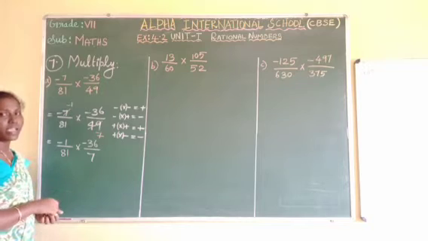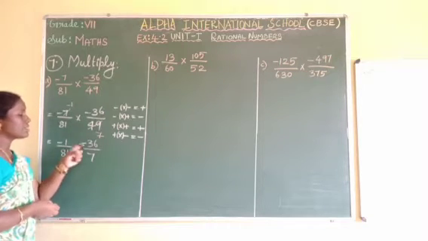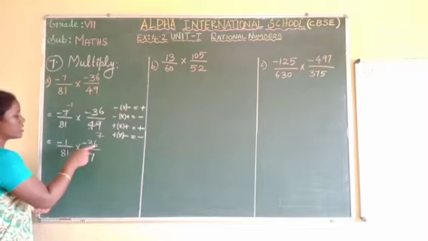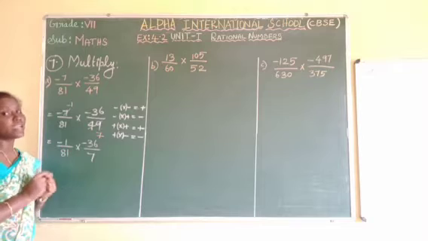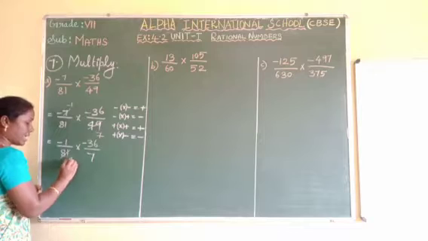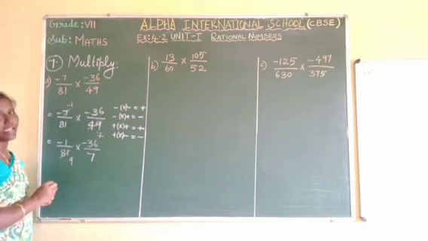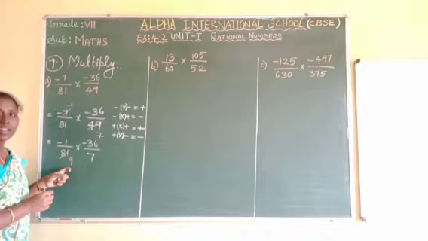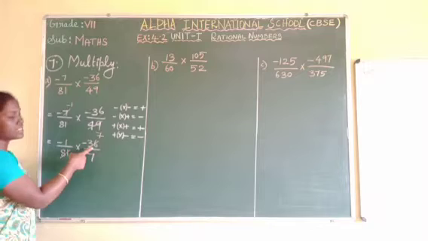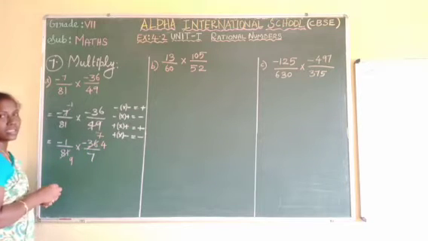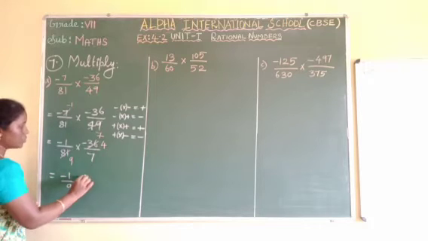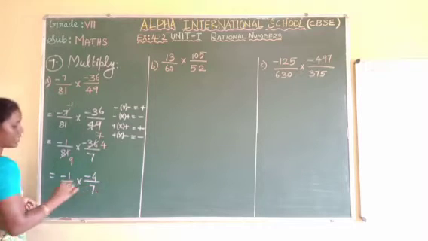Let me simplify again. Yes, 81 and 36 have a common factor. For 36 and 7 I don't have any common factor. But for 36 and 81 we have a common factor, 9. So simplifying by 9: 9 9s are 81, and 4 9s are 36. So what's the remaining number? Minus 1 by 9 into minus 4 by 7.